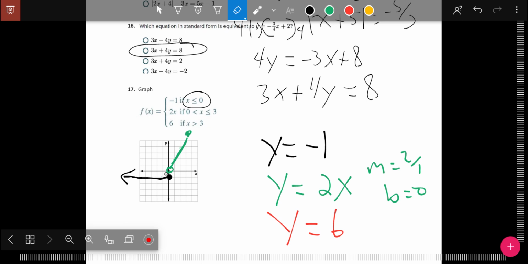Last but not least, y equals 6. y equals 6 is this whole line right here. I want an open circle, and so it's an open circle at 3. And so it's an open circle kind of around that closed circle and then only to the right. And I erase that part off. And so that was 17.